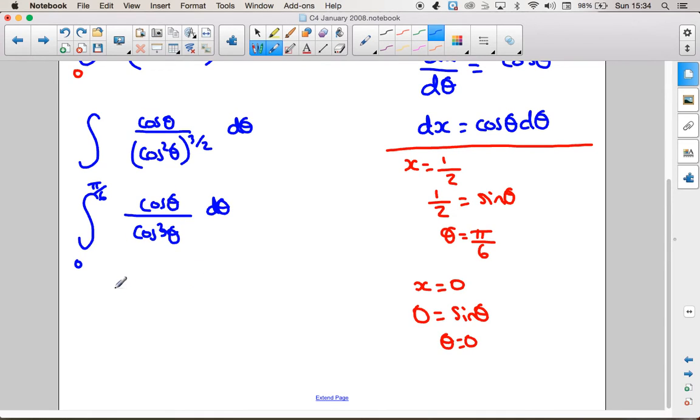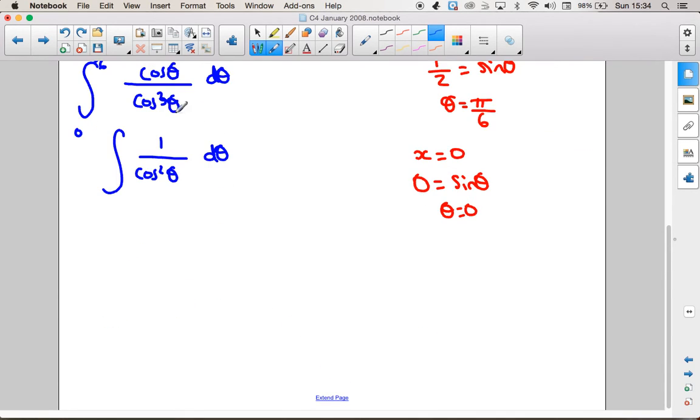Cos theta over cos cubed theta is 1 over cos squared theta. But, can't integrate that, but what is that equal to? That's sec squared theta. And we can integrate sec squared theta. Integrate sec squared theta, hopefully you know what you get: tan theta.